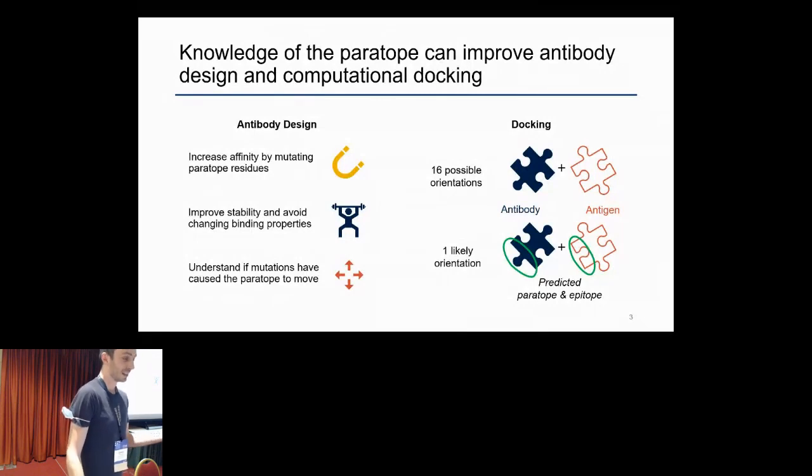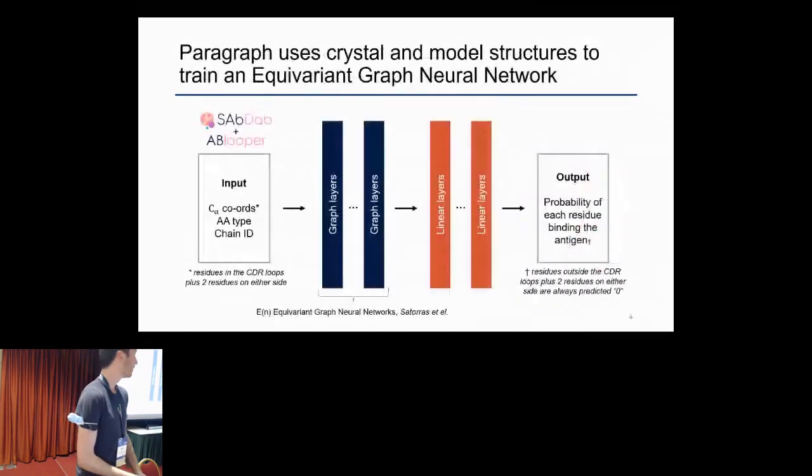So now that we've seen what an antibody is and why we care about it, we can get into the tool that I've been working on, which is called Paragraph. This is a very high-level overview of the Paragraph architecture. The first thing that I want to point out is that Paragraph is trained on both crystal and model structures. Our crystal structures come from our structural antibody database, SAbDab.